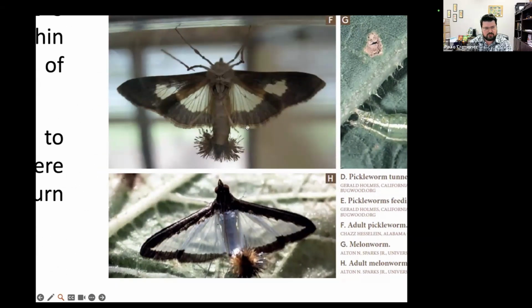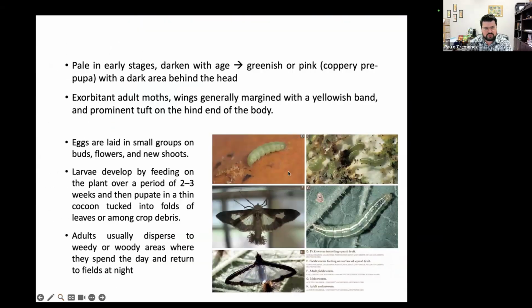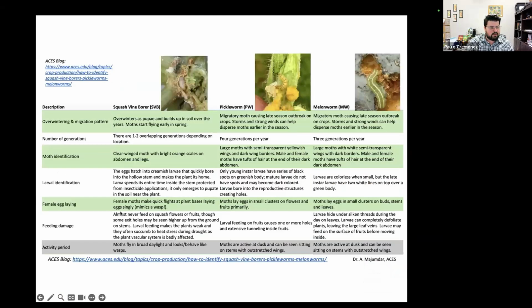Their adults are exorbitant. This is part of the course book that I showed, but just to show some more examples here. The adults usually disperse to weedy and woody areas. So sanitation is really important, getting rid of your weeds is very important as well. This is basically the same.